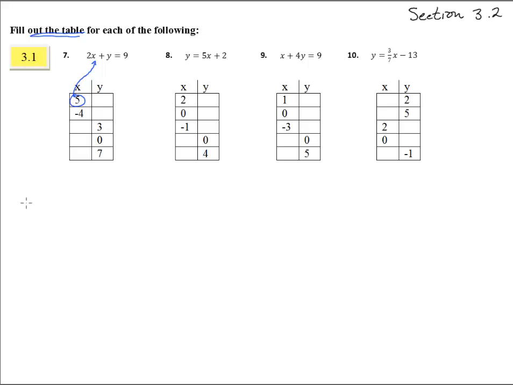So x goes in as 5, and we get 2 times 5 is 10, plus y equals 9. Subtract 10 from both sides, and we get y equals -1. So that goes right in there. (5, -1) is a point that is on that line. Let's do the next one with the -4. 2 times -4 is -8, plus y equals 9. Add 8 to both sides, and we get y equals 17. So y has to be 17 to match up with that guy.